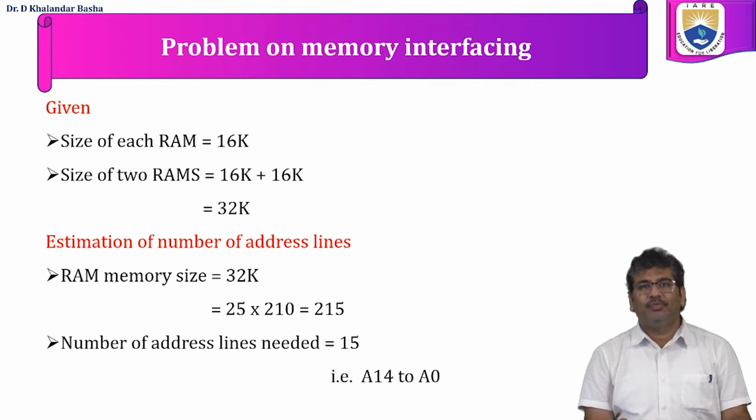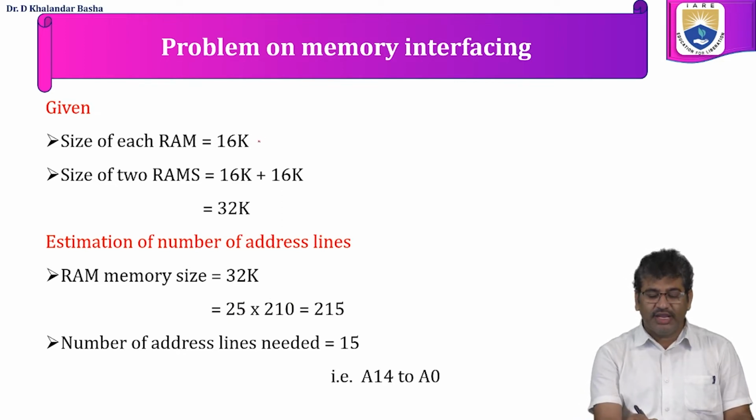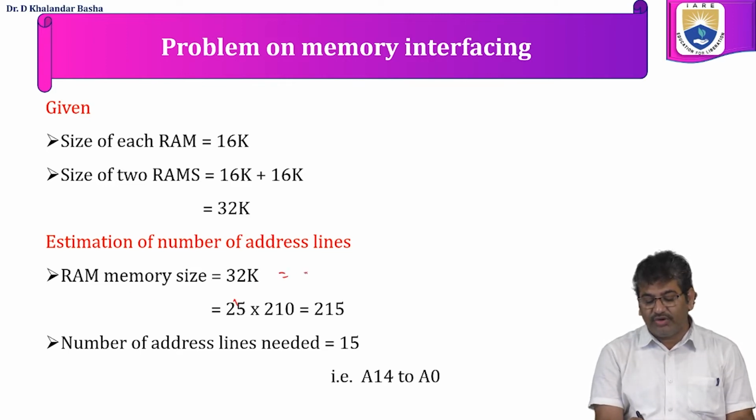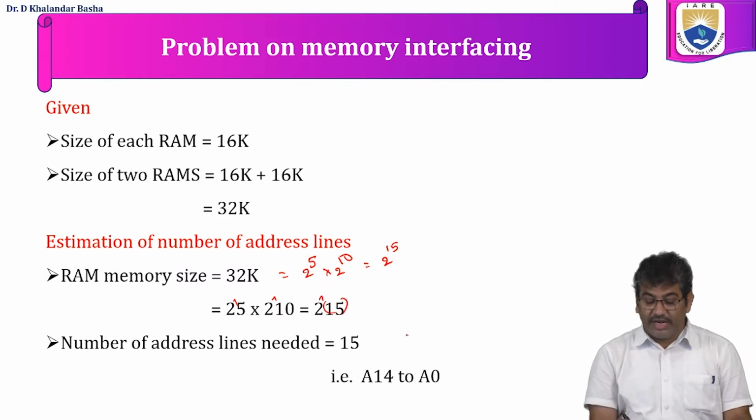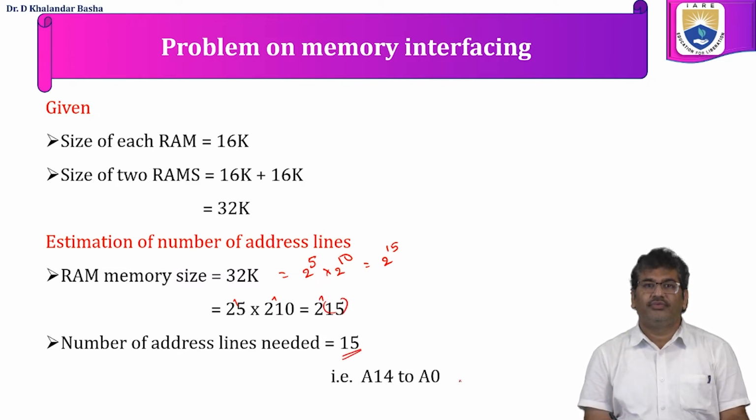Similarly, in the problem, the RAM size is given as 16k. As we are considering two RAM blocks, the total size is 16k plus 16k, which is equivalent to 32k. The memory size is 32k. This 32k we can write as 2 to the power of 5 into 2 to the power of 10, which is equivalent to 2 to the power of 15. The number of address lines required are 15, that is A0 to A14.